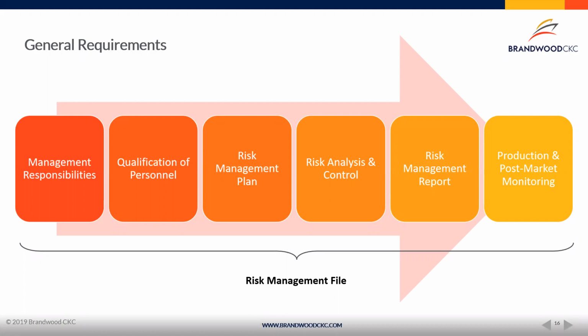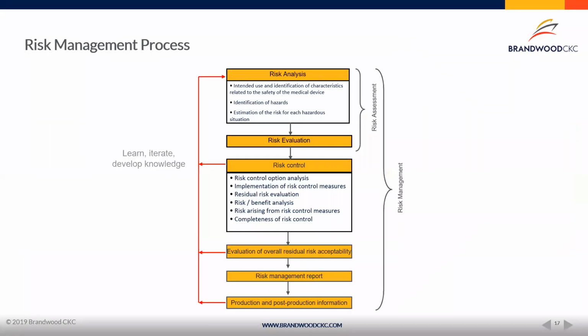So let's break these down individually. What we have in front of you here is the risk management process. It's all those steps that we just talked about. And there's two things that I'll point out here. First, the risk assessment. There's a lot of terminology being thrown around in this space, but what we interpret the risk assessment to be is the actual risk analysis and its evaluation. Risk management, however, incorporates the entire process, so risk analysis all the way through to production and post-production information.